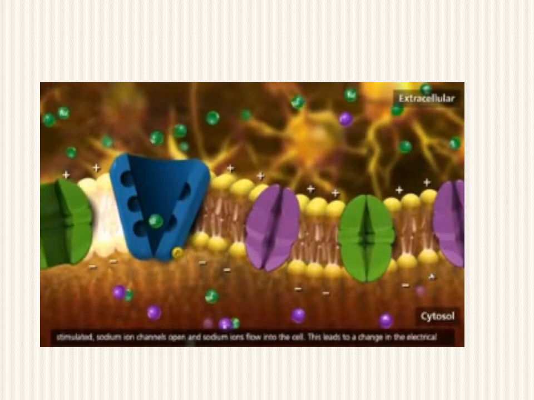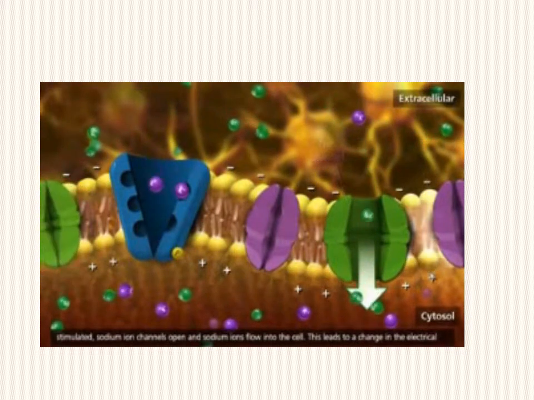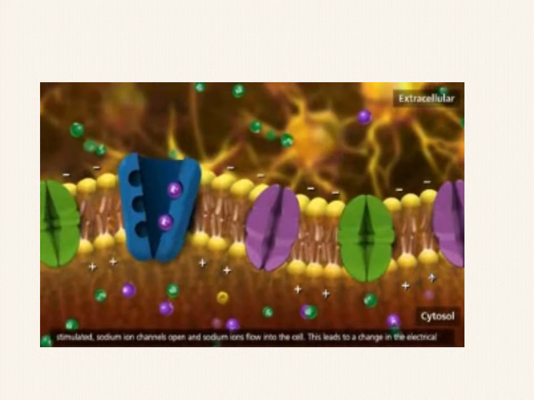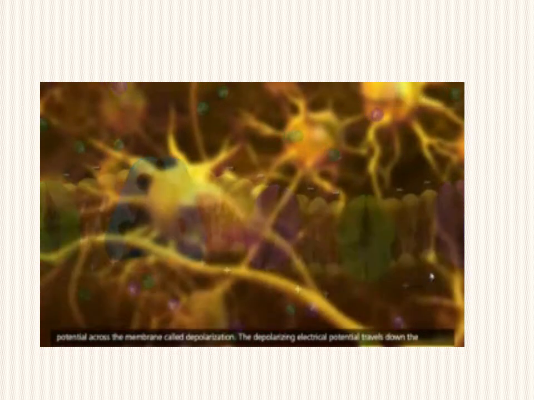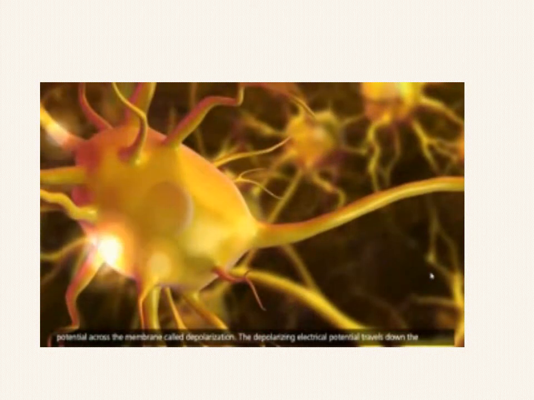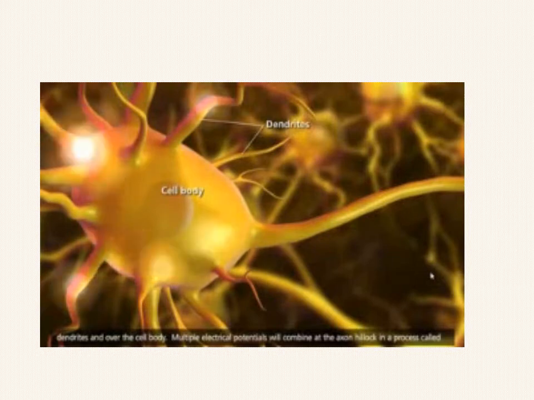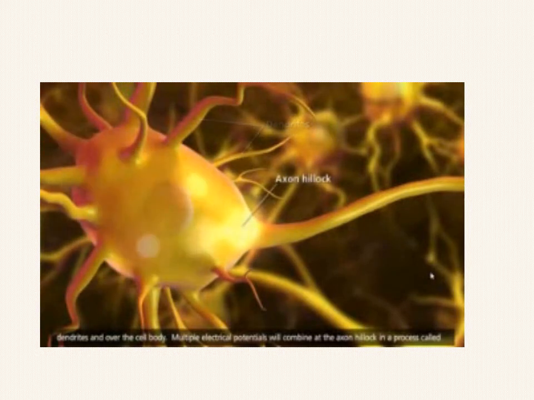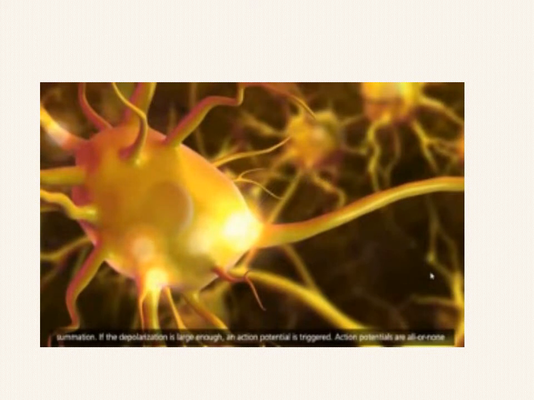When a neuron is stimulated, sodium ion channels open and sodium ions flow into the cell. This leads to a change in the electrical potential across the membrane called depolarization. The depolarizing electrical potential travels down the dendrites and over the cell body. Multiple electrical potentials will combine at the axon hillock in a process called summation. If the depolarization is large enough, an action potential is triggered.